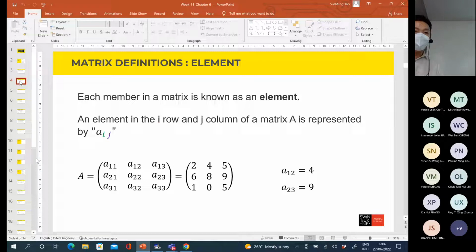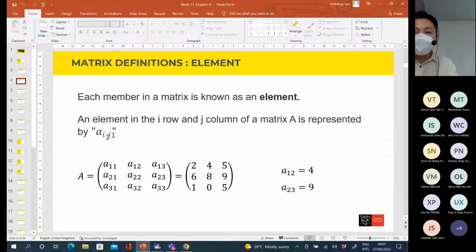Let's say this number 2. 2 is at the location of row number 1 and column number 1. So we can name this 2 as A11. The first digit here refers to the location of the row, and the second digit, j, refers to the location of the column.